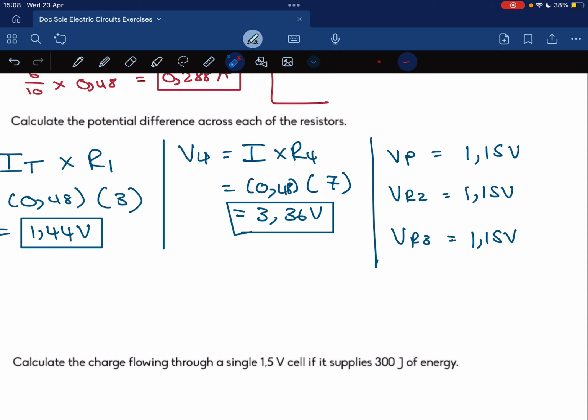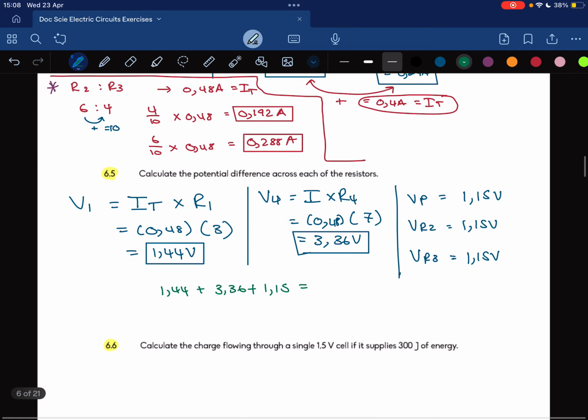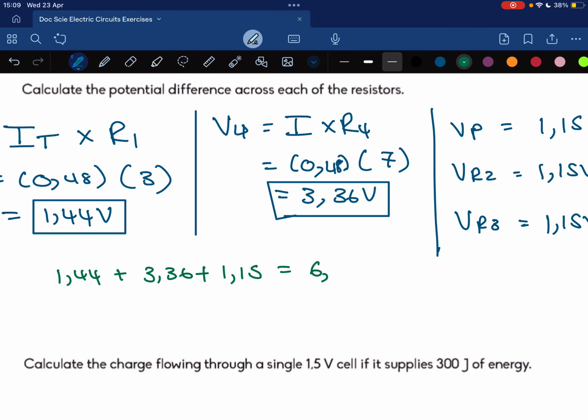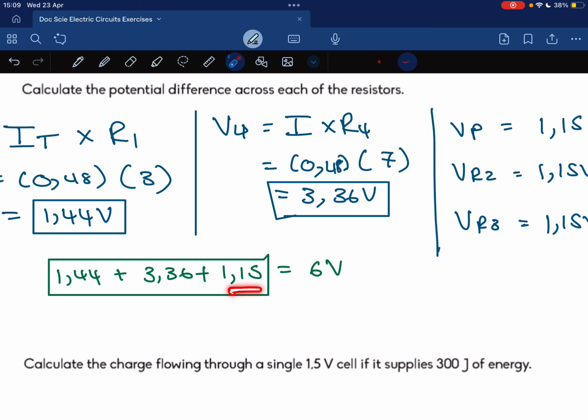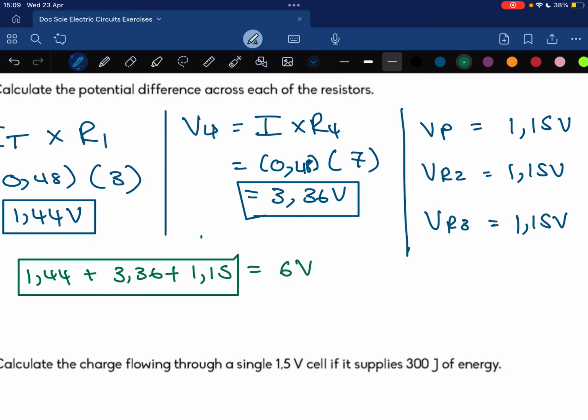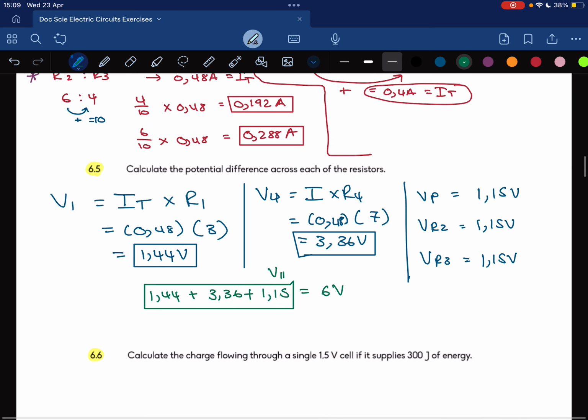And notice that you should be able to add this. If you take 1.44 plus 3.36 plus 1.15, you should get to the total voltage, which is going to be 6 volts. So you've done it correctly if you can make this statement. Okay, remember we don't add 1.15 twice because that's for the parallel part. So we take the V parallel. We don't take the individual voltages in the parallel component.